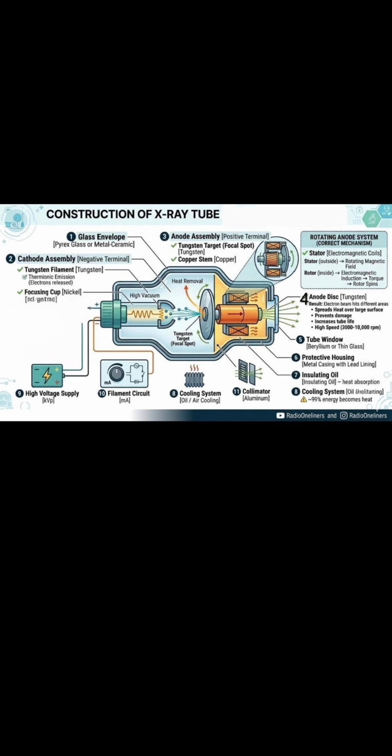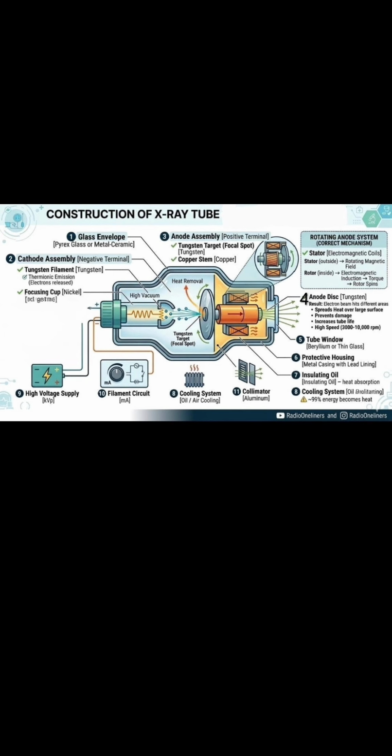Next will be the tube window, basically the window or the area from which the produced X-rays are going to exit out. It is going to be made up of beryllium or thin glass. Just because the atomic number of beryllium is very low, which is 4, most of the X-rays easily pass out from this and very few are absorbed.